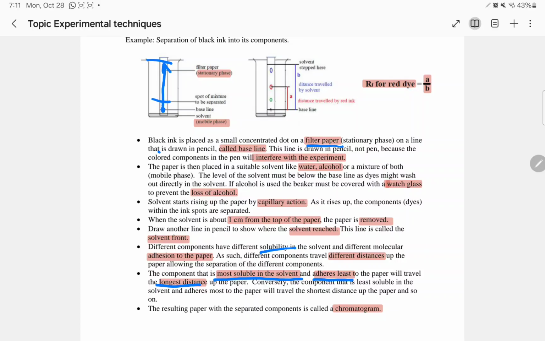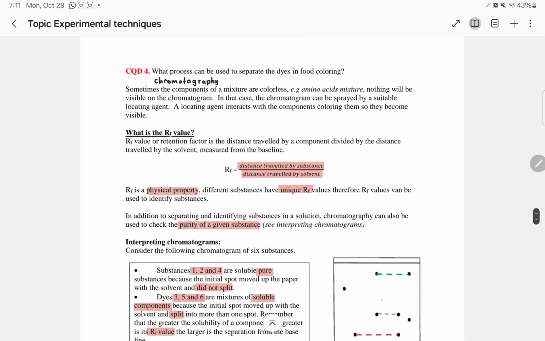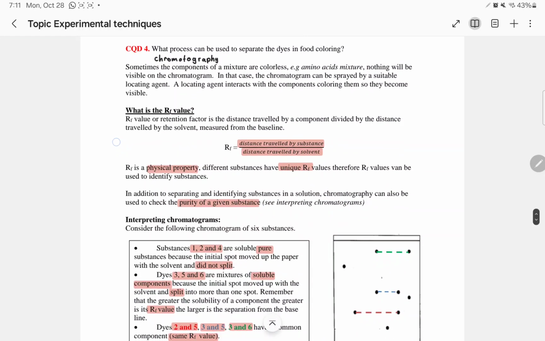And that's everything. When you want to find, let's say, RF for red, you're going to do distance A over distance total, or well, distance B. So yeah, chromatography.